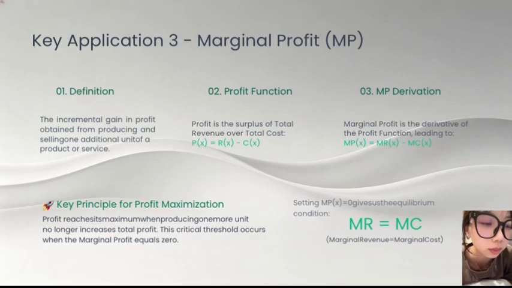The rule for most profit is shown on the picture. We get the highest profit when MP equals 0, which means MR equals MC.